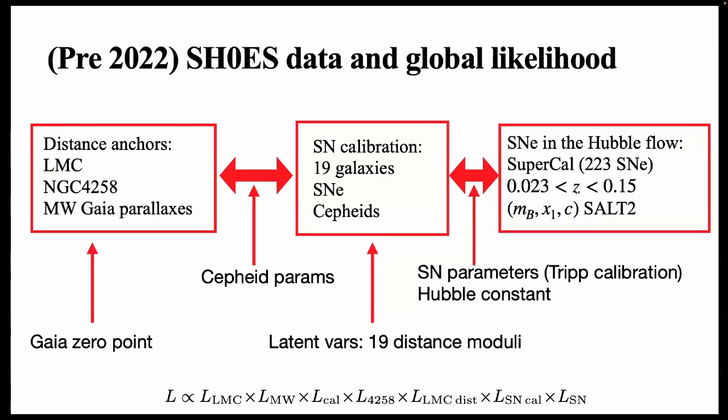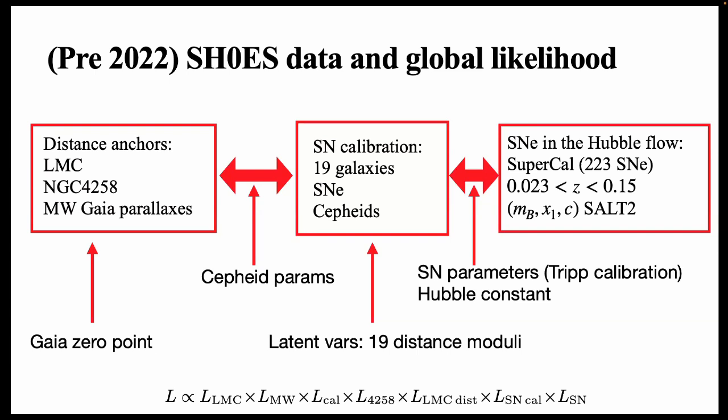Okay, so with this motivation, I'm going to show you a reanalysis I did a year ago. This is a reanalysis based on pre-2022 SH0ES data. For those of you following closely, these are 19 calibration galaxies, with all updated distance anchors: LMC, NGC 4258, and Gaia parallaxes. And the supernova sample is pre-2022, Supercal, in the same redshift range as in the SH0ES experiment. The whole measurement is based on simultaneous modeling of three data blocks: anchors, Cepheids, and supernovae. The total likelihood is a product over likelihoods describing independent data blocks. This is the same formalism adopted in the recent 2022 paper from the SH0ES collaboration.